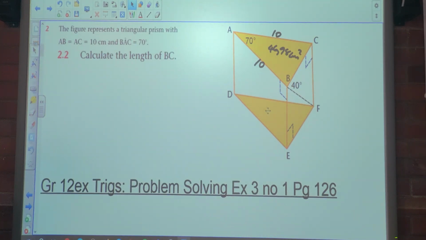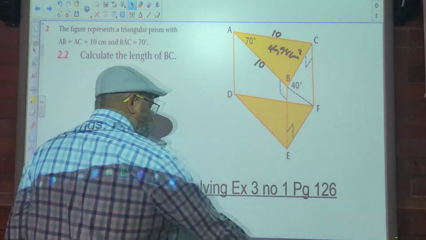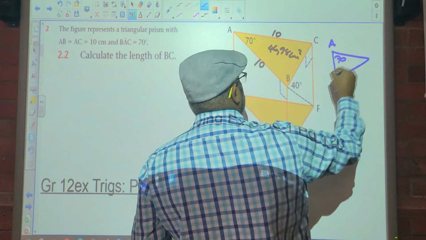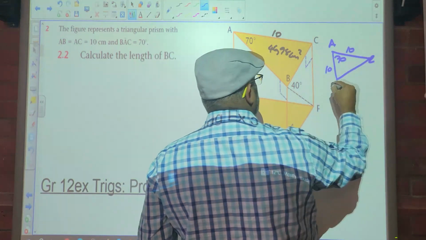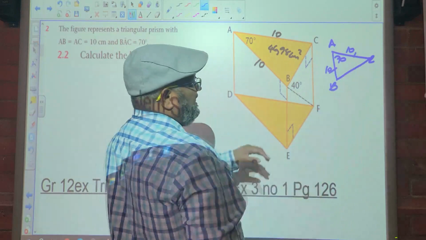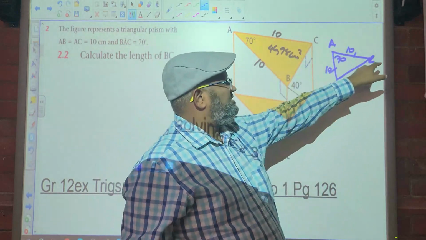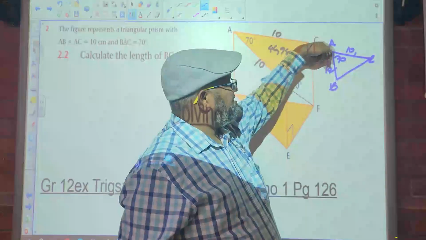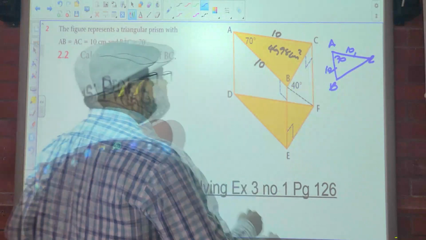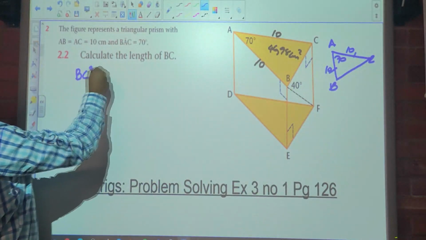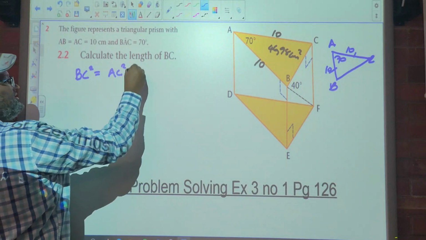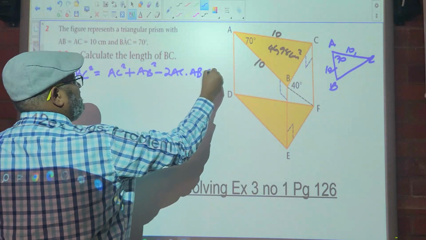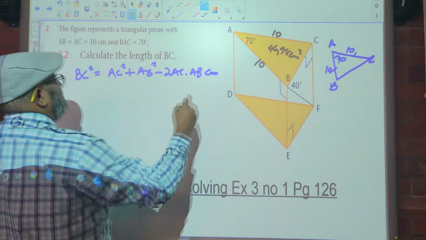Question 2, we are told to calculate the length of BC. So what do we notice here? We have 70, that is 10, 10, CB. So we have again two lengths and an included angle. So I'm going to calculate BC by using two lengths and included angle, Cos rule. So BC squared is equal to AC squared plus AB squared minus 2AC times AB cos of angle BAC.